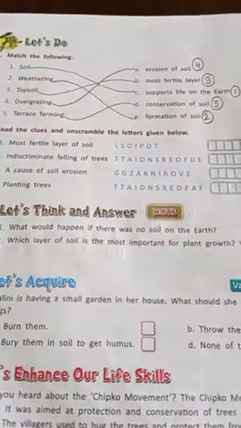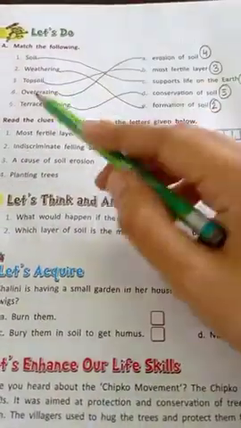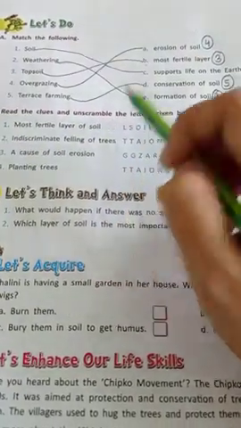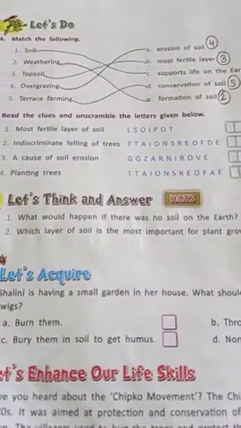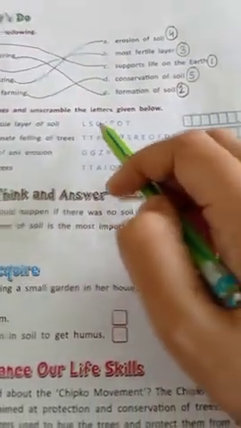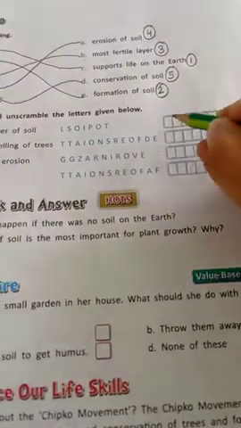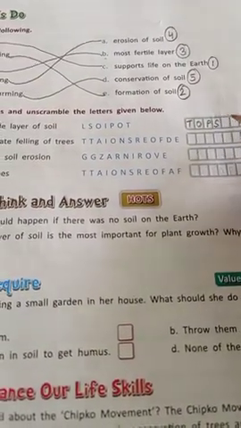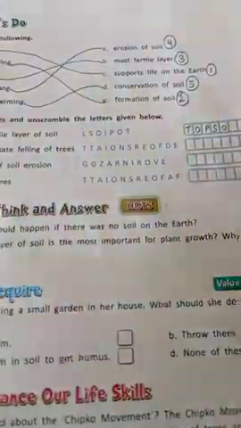Okay. Now come to the next exercise that is given on the same page. Exercise B. Read the clues and unscramble the letters given below. Number 1 is most fertile layer of soil. So unscramble these words and write the answer. Topsoil.